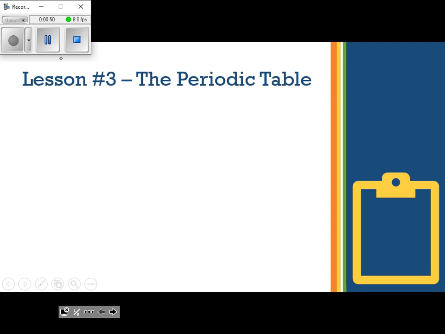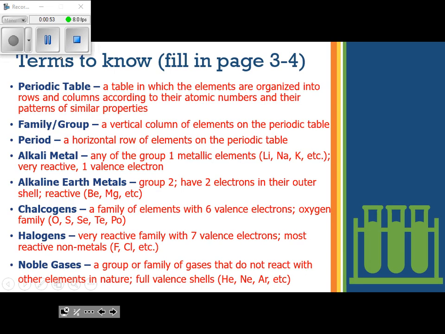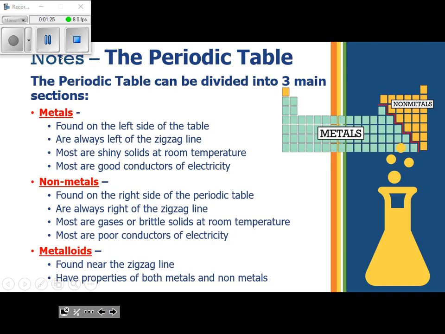After you did your assignment on atomic basics, we started to look in the questions at the periodic table and some of the trends that we saw. Take a second and pause the video now and make sure you fill in these terms to know on pages 3 and 4 in your booklet. So now that you've filled in the terms periodic table, family and group, period, alkali metal, alkaline earth metals, chalcogens, halogens, and noble gases, we're going to get into how the periodic table is arranged. Make sure you're filling in these notes in your booklet as we're going through this.